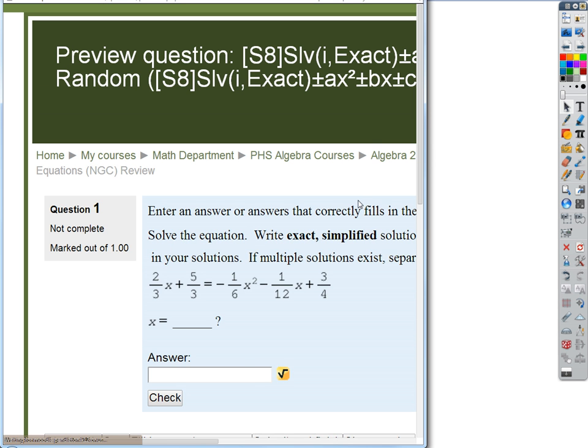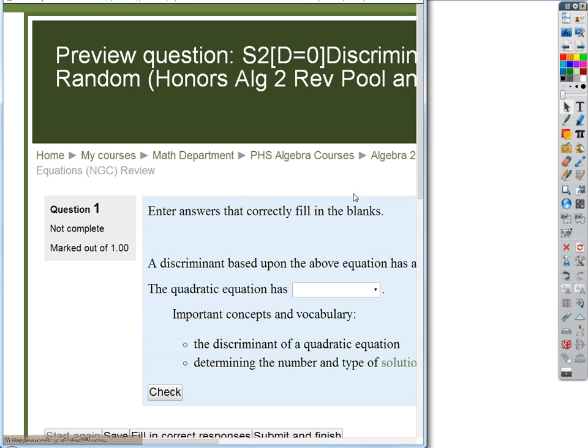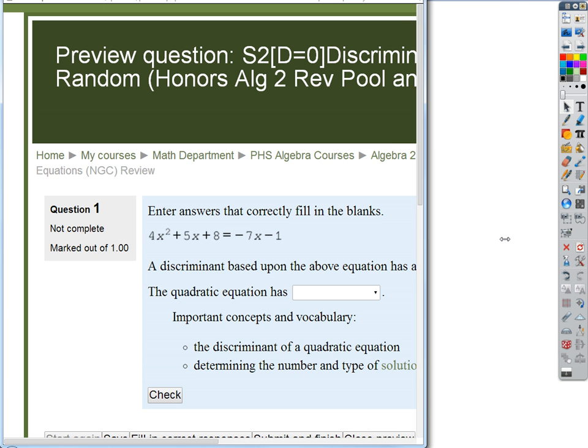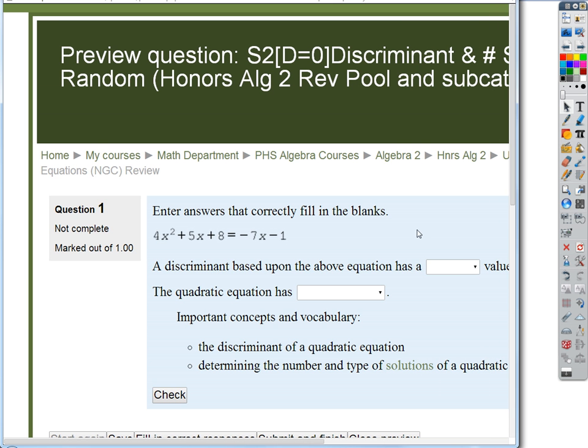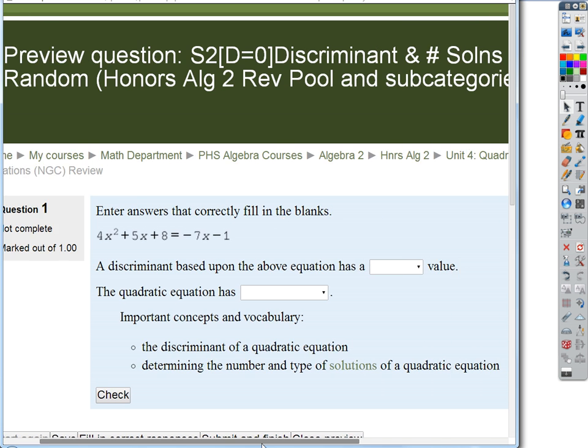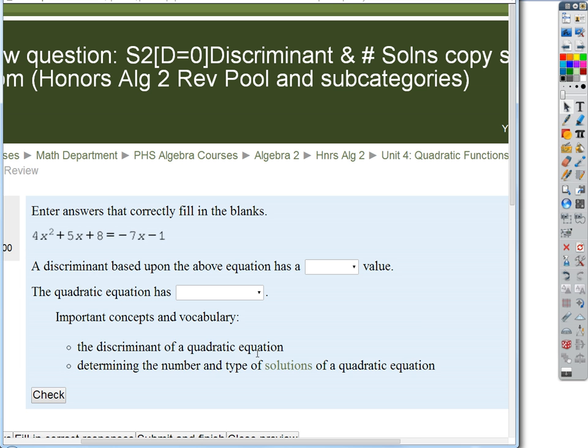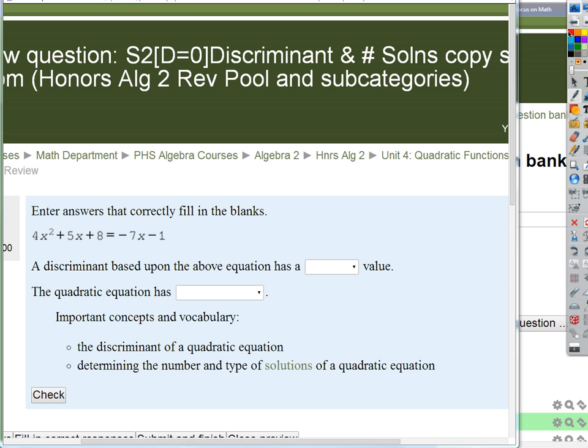How about something like, okay, here's the new format I told you I was going to build for the discriminant questions, right? So let's just look at one of these. Okay, so what about this? Enter answers that correctly fill in the blanks.